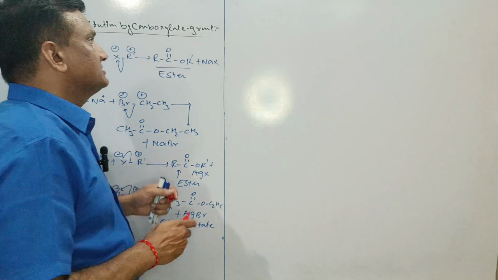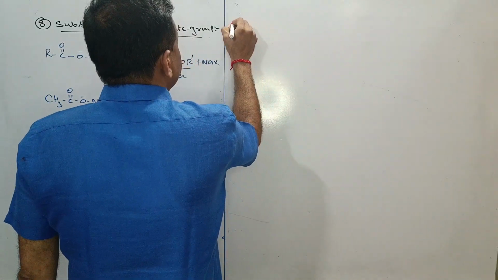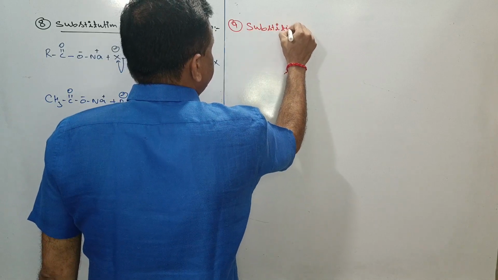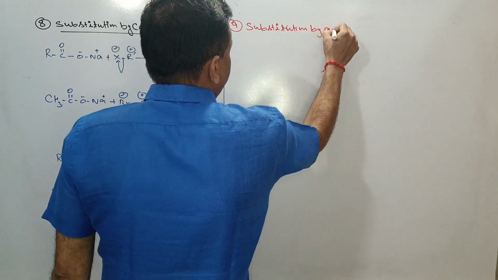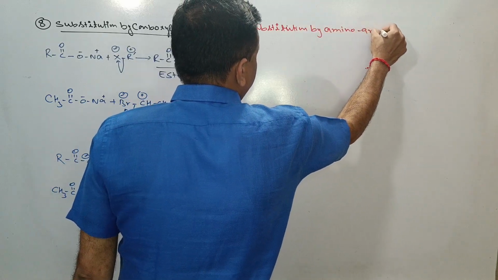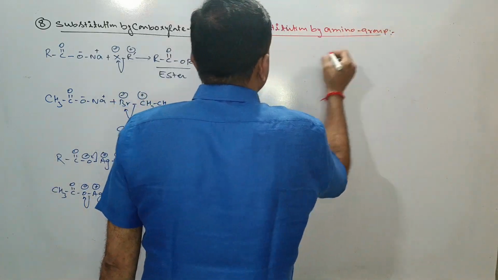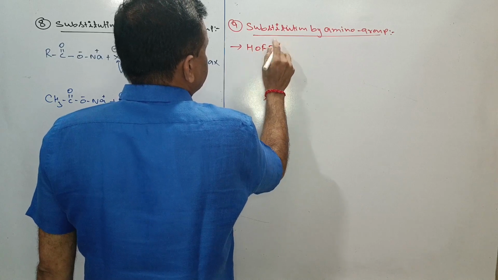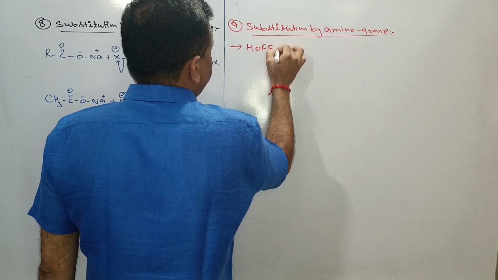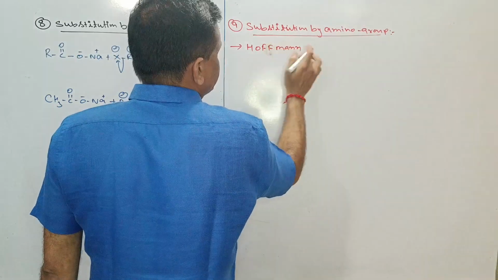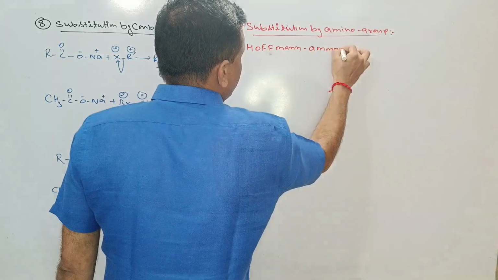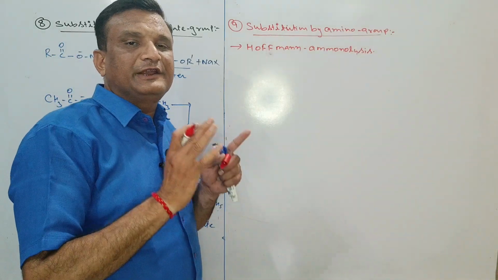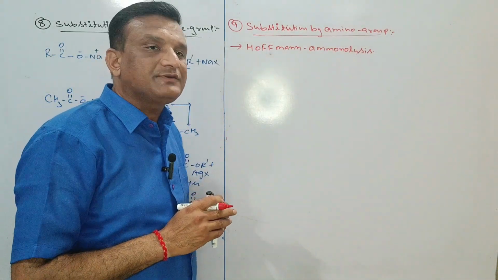Now I would like to go with the substitution by amino group. This is the ninth reaction, substitution by amino group. This reaction is also called Hoffman ammonolysis, because from this method there will be formation of a mixture of 1 degree, 2 degree, 3 degree amine with the formation of quaternary salt also.